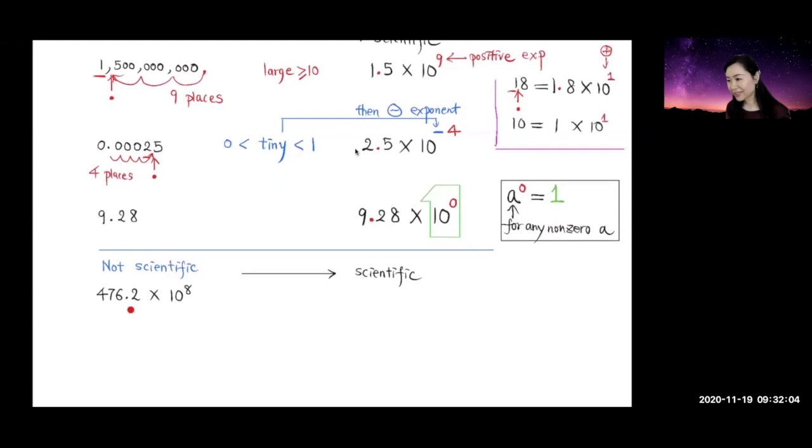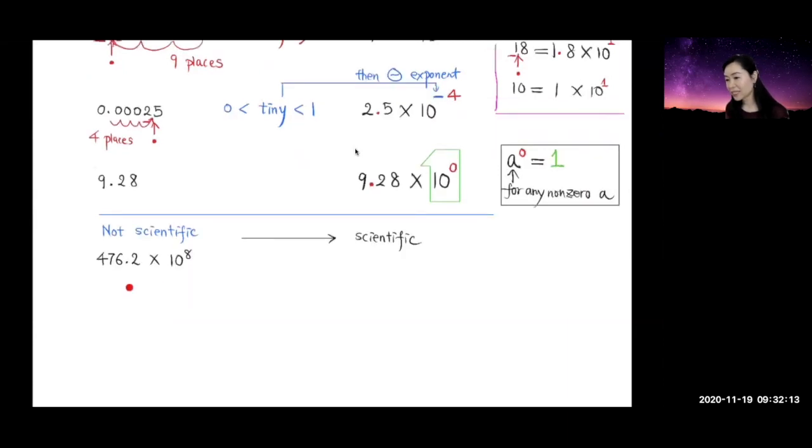Now the next one. This one here is not a scientific notation. Can someone tell me why this is not a scientific notation?